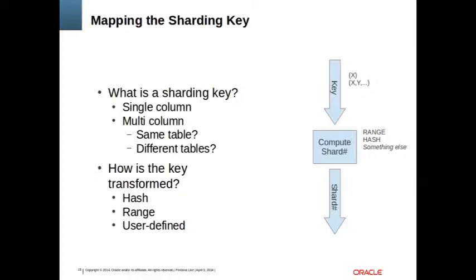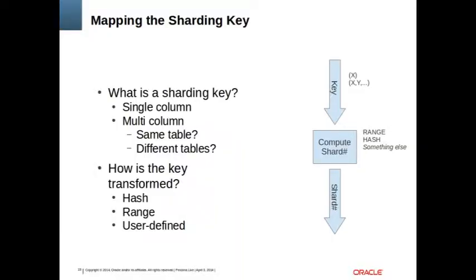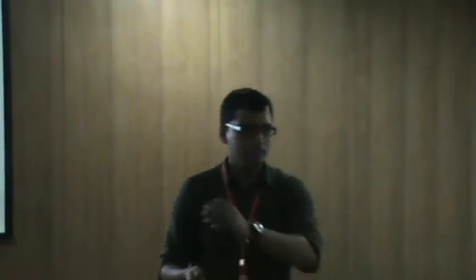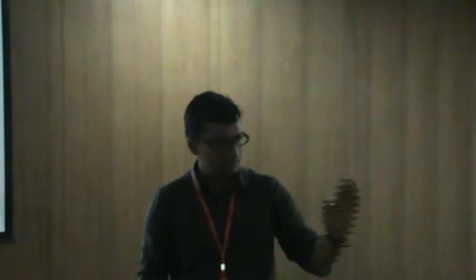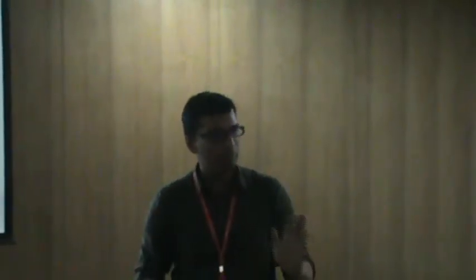So what exactly is a sharding key? I mean, when I say I'm going to map the shard key to a shard, what exactly is a sharding key? And how do I map the shard key to a shard? So a sharding key is going to be a column in the table that is being sharded. So take an employee table, for example. An employee table has employee number. So an intuitive choice for the employee table would be the employee number as the sharding key. So you look at the employee number, you decide this set of employees is going to this shard, this set of employees is going to this shard, and so on.